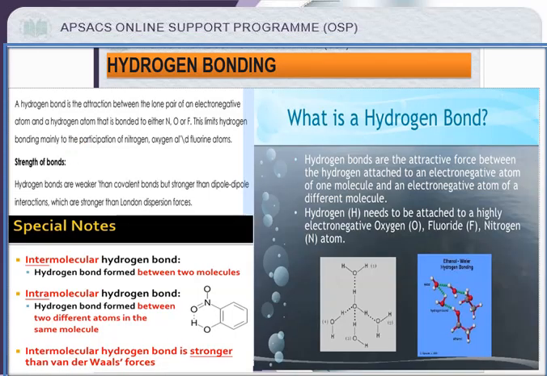Next property is hydrogen bonding. The simplest definition of hydrogen bonding is that hydrogen bonds are attractive forces between the hydrogen attached to an electronegative atom of one molecule and an electronegative atom of a different molecule. Hydrogen needs to be attached to a highly electronegative atom: oxygen, fluorine or nitrogen.